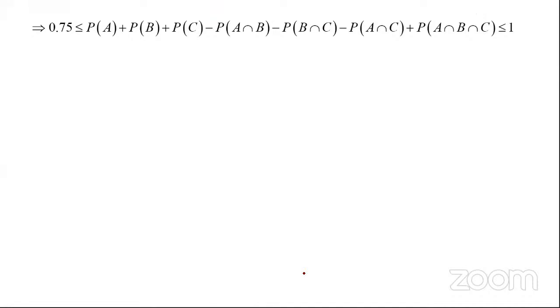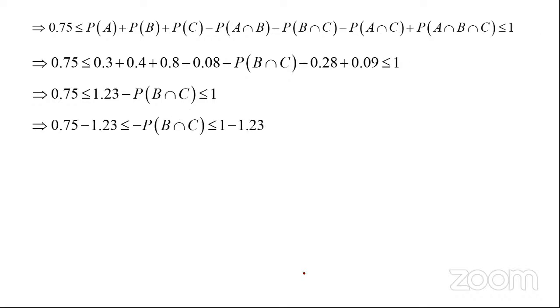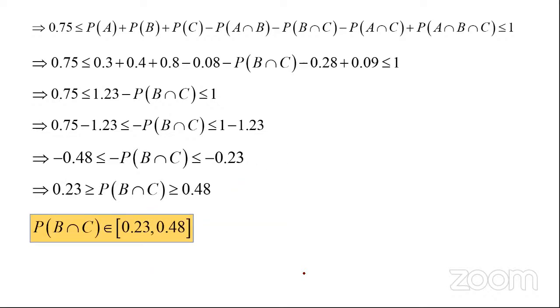From that one, you have to substitute the given values. Then you will get 0.75 is less than or equal to 1.23 minus P of B intersection C is less than or equal to 1. So from that one, you will get this one. Okay, so simplify that one. Then you will get the P of B intersection C value belongs to 0.23 comma 0.48. Okay, right. Next problem.